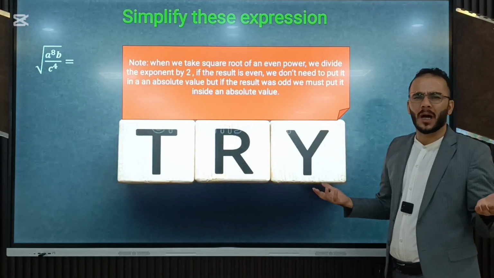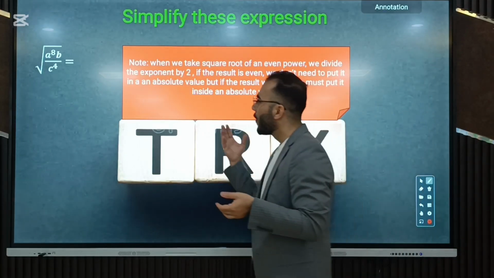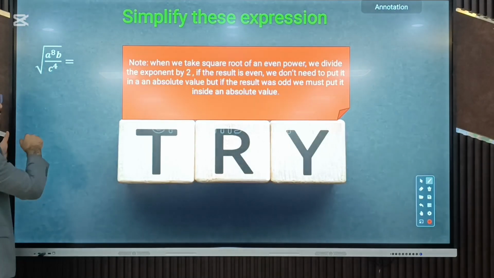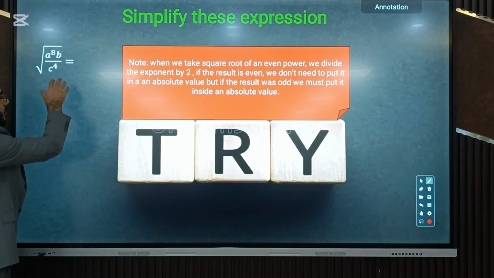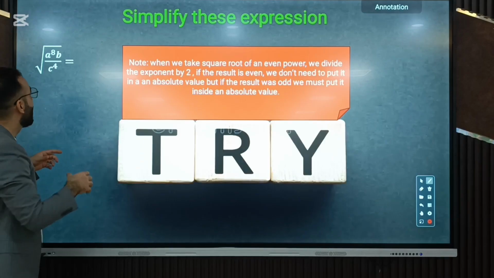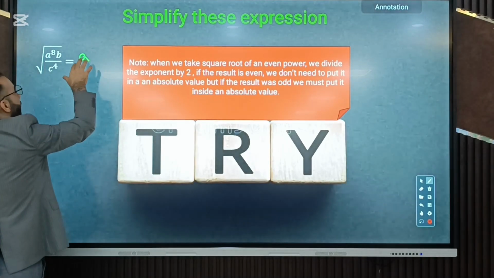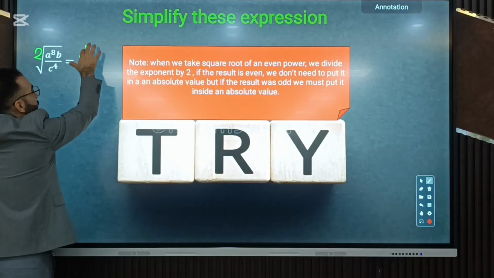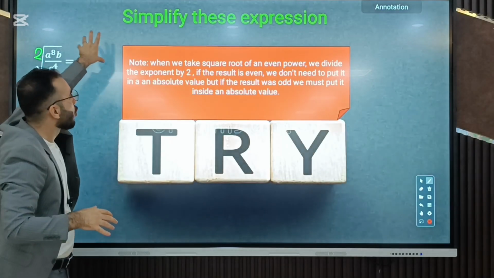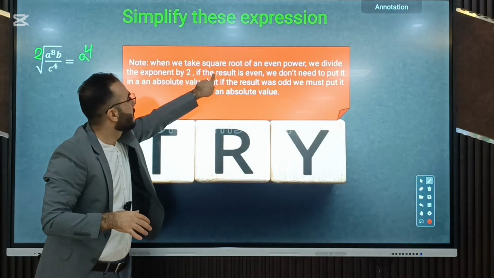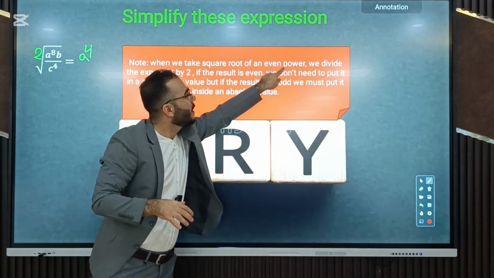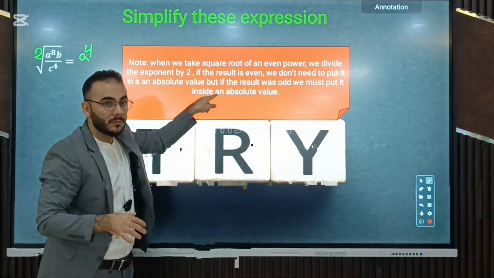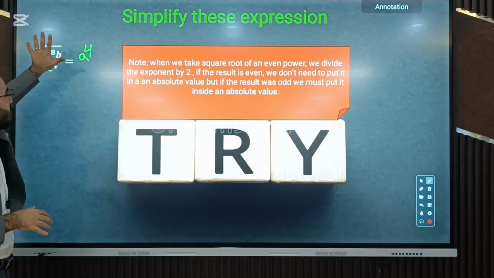What do you mean, teacher, by this? Let's just find it out through this example. So, here we have a to the power of 8. If you want to take it out, it's going to become a to the power of 8 divided by 2. 8 divided by 2 is 4. Is it even or odd? Even. So if the result is even, we don't need to put it in an absolute value.